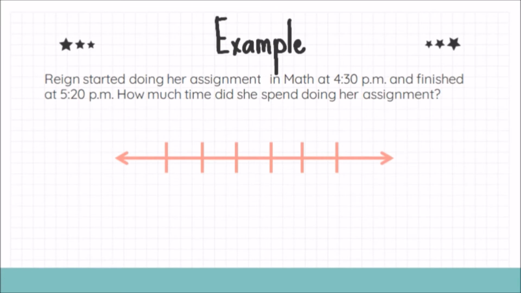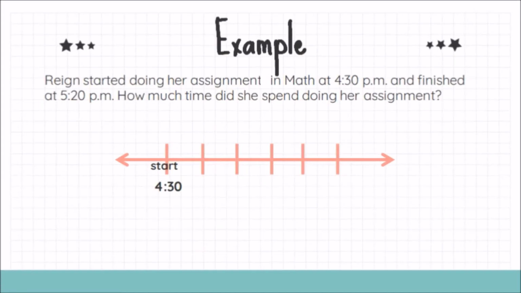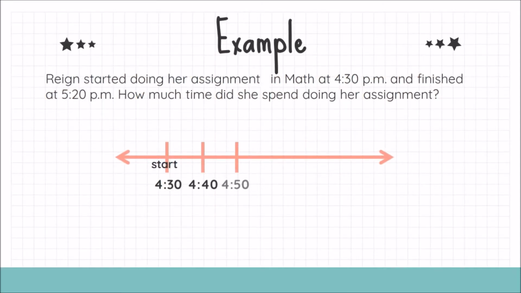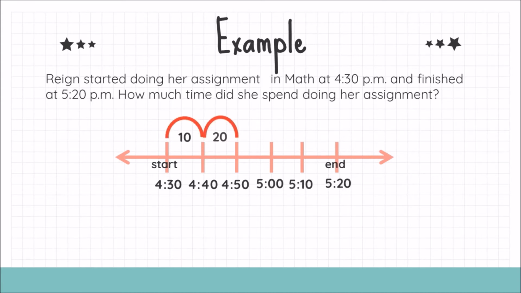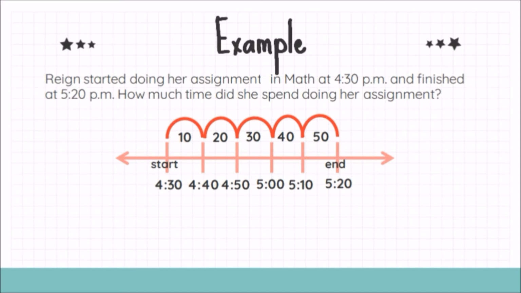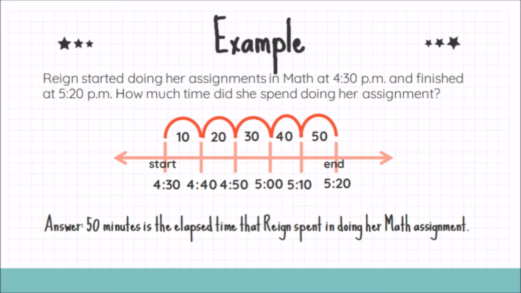We start by drawing a timeline. Based on the problem, what time did Rain start doing her math assignment? That's right. Rain started doing her assignment in math at 4:30 p.m. The scaling in this number line is by 10 minutes. So 10, 20, 30, 40, 50. A final jump of 10 minutes lands us right on the end time at 5:20 p.m. How much time did she spend doing her math assignment? Very good. 50 minutes is the elapsed time that Rain spent doing her math assignment.